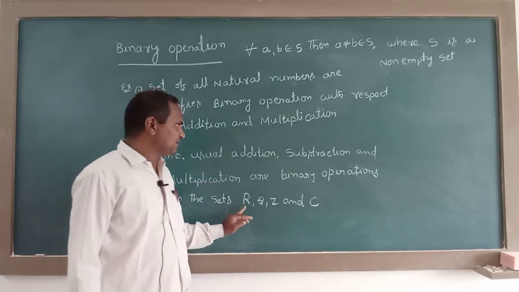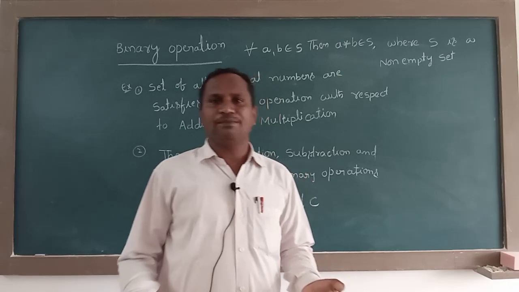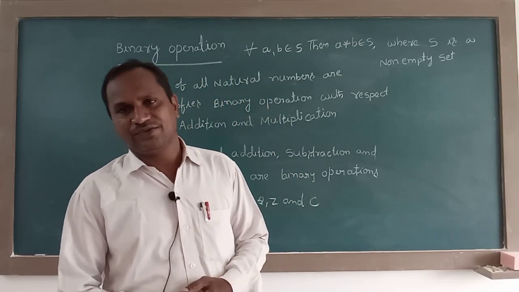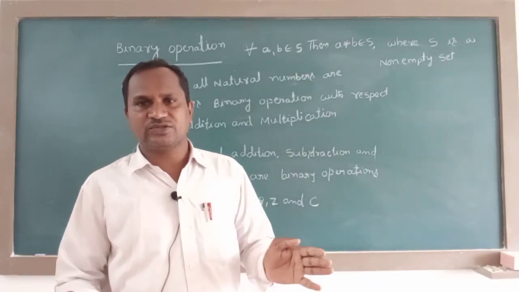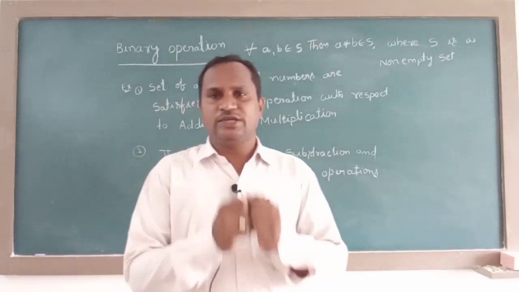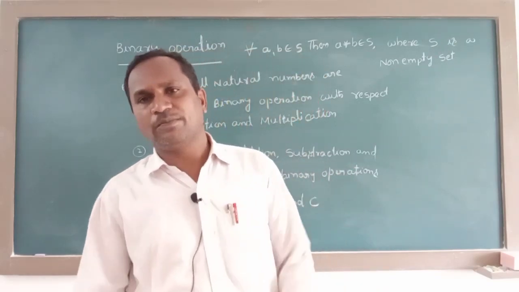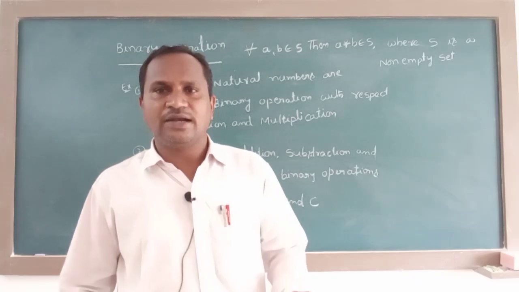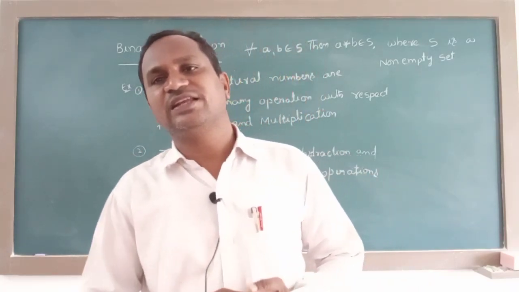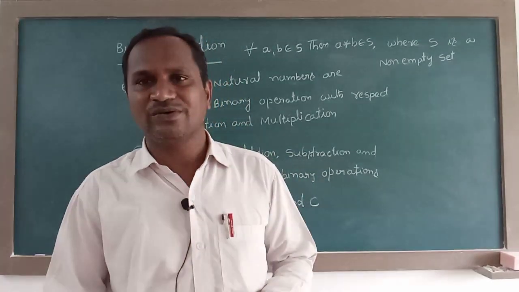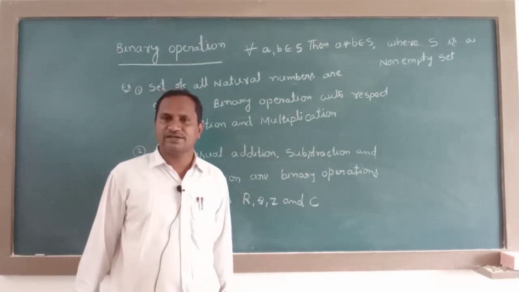First take the set of all real numbers. The sum of any two real numbers is again a real number. You can take any two real numbers and sum them. For example, a is equal to 5 and b is equal to 10, both belong to real numbers. Take addition between these two: 5 plus 10 becomes 15. Is 15 also a real number? Yes. That's why addition is a binary operation on the set of all real numbers.